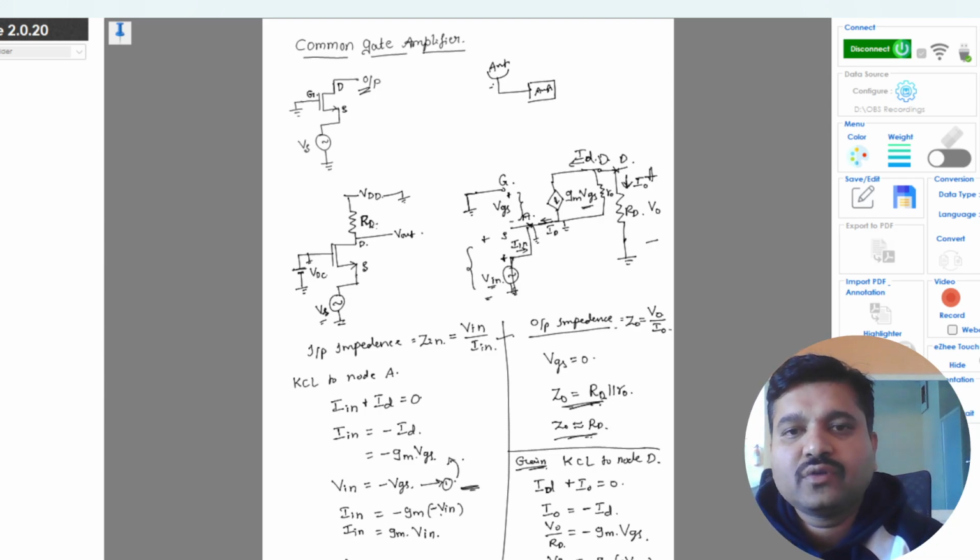Okay, so we can solve the problems by knowing the expressions of the input impedance, output impedance and gain for the amplifier circuit, for any given value of RD, GM and so on. Fine.